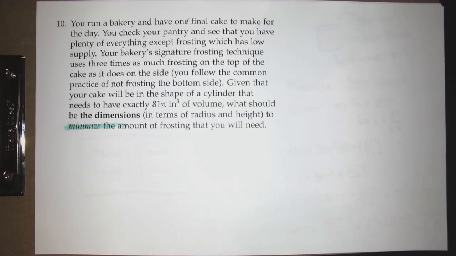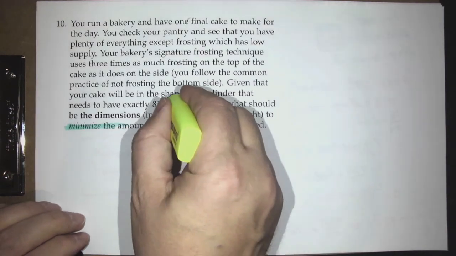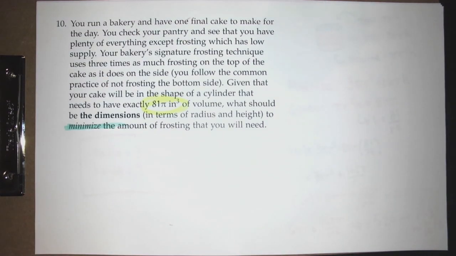Now, what about this part here, this 81 pi? What is that? So that's a constraint. So it's saying you can't just have any arbitrary combination of the radius of your cake and the height of your cake. You have to have combinations that give you a specific amount of cake. You have an order to fulfill. They have hungry people. You need to give them the right amount of cake.